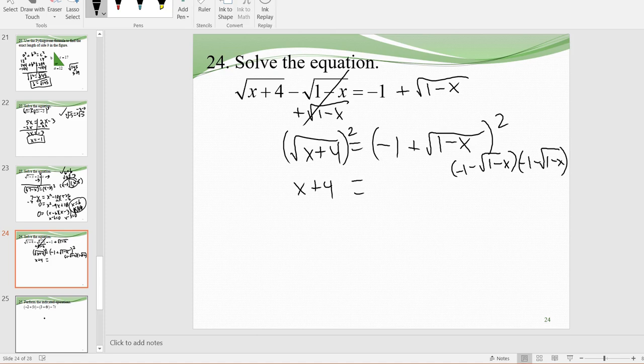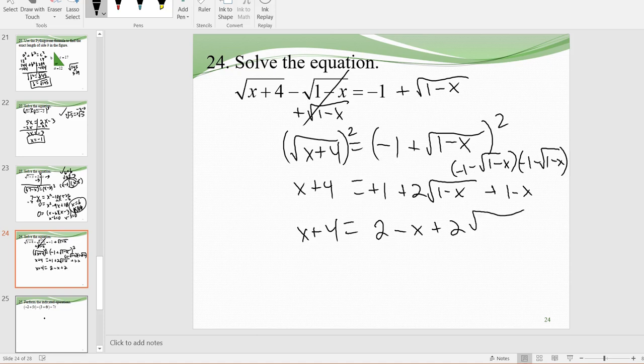Negative 1 times negative 1 is positive 1. Let's see. Plus 1 gives me plus 2 square root of 1 minus x. And then square root of 1 times square root of 1 minus x gives us positive 1 minus x. They cancel out there. So what do we have here? x plus 4 is equal to 2 minus x plus 2 square root of 1 minus x.